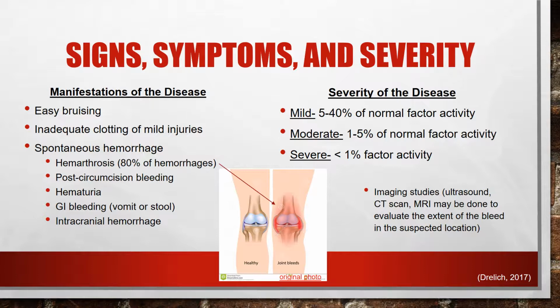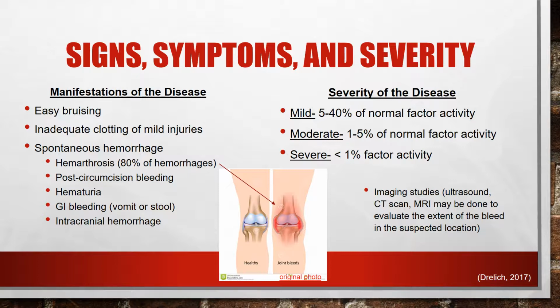One of the first signs and symptoms that you might see in a hemophiliac is post-circumcision bleeding. So these boys go into the nursery, they have a circumcision, and then all of a sudden you can't seem to stop the bleeding in these patients. And that should be a huge red flag to start testing for clotting factors and deficiencies. And usually that's the first sign and symptom that the patient will have before they get diagnosed.